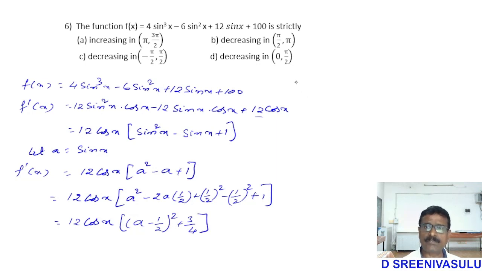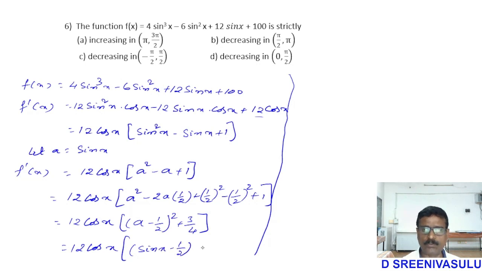Now, substitute a is equal to sin x. This is equal to 12 cos x into sin x minus 1 by 2 whole square plus 3 by 4. That means this entire term, sin x minus 1 by 2 whole square plus 3 by 4, this entire term is positive. Then it depends on the cos x. In the cos x, where is positive, where is negative, we will see.